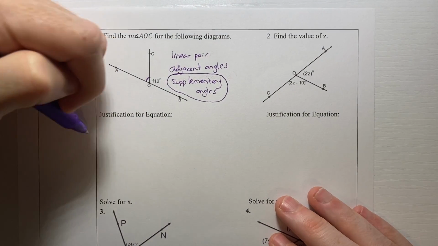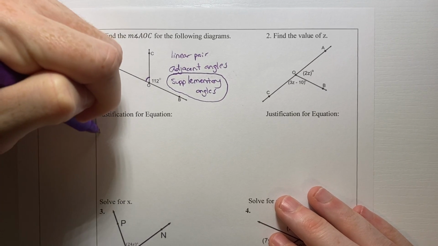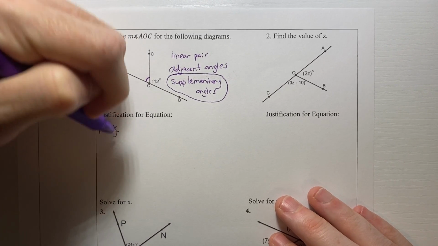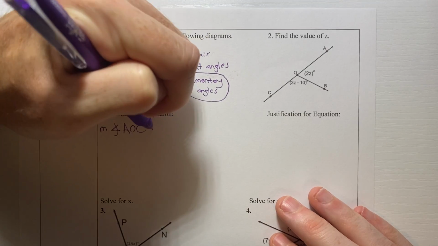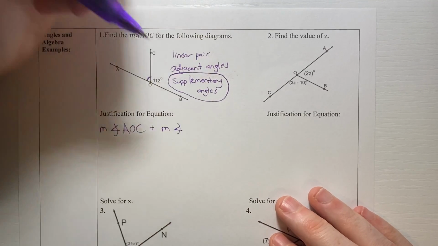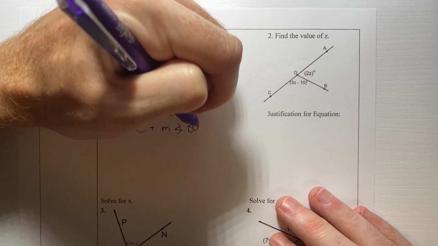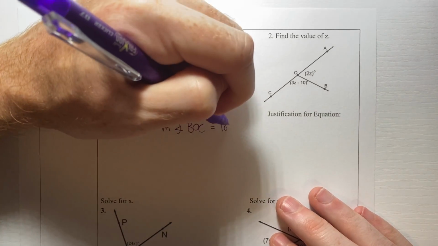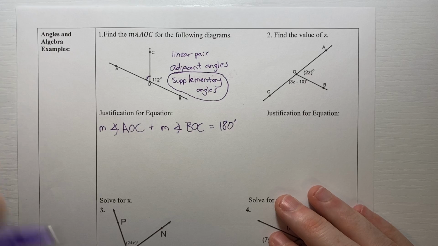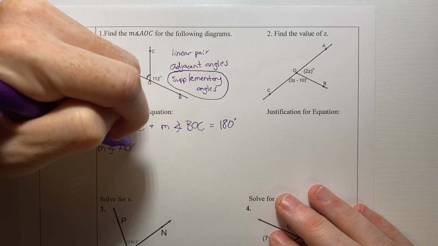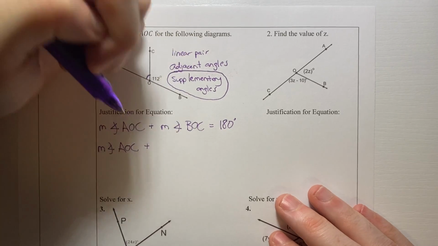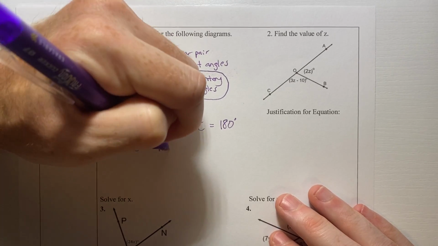All right, so what I can say my justification is, I know that the measure of angle AOC plus the measure of angle BOC is going to equal 180 degrees. All right, I don't quite know the measure of angle AOC yet, but I do know the measure of angle AOB is 112 degrees.